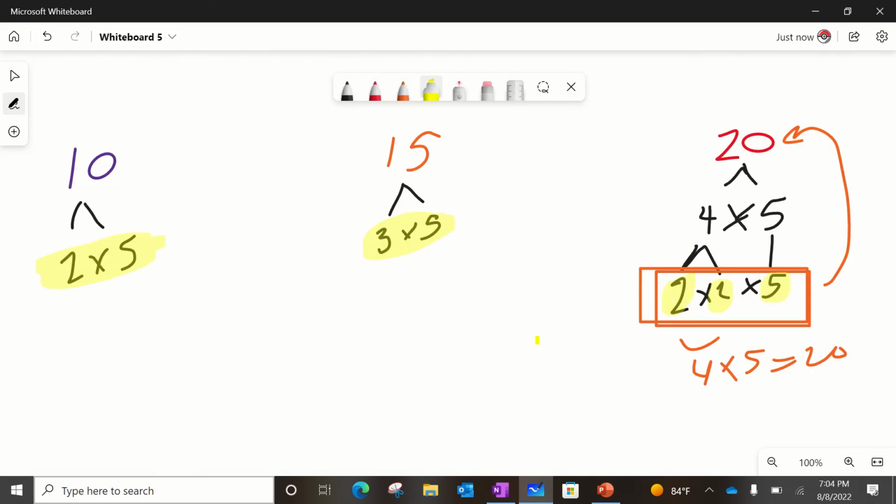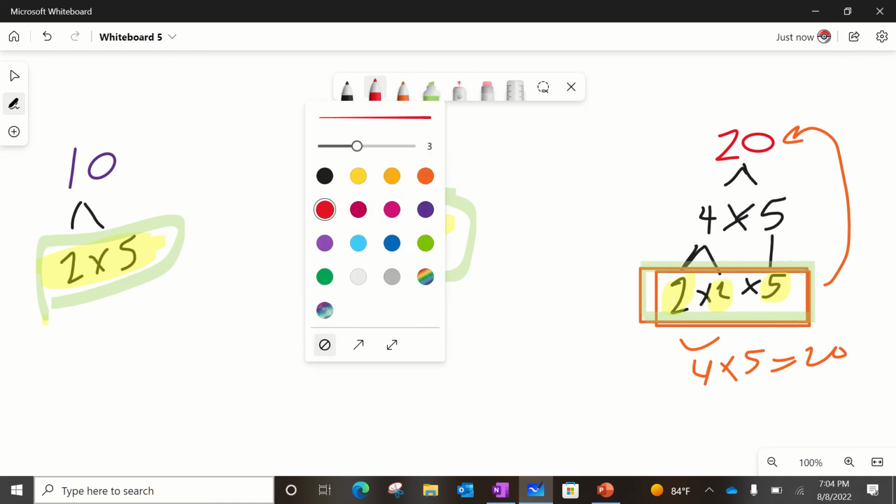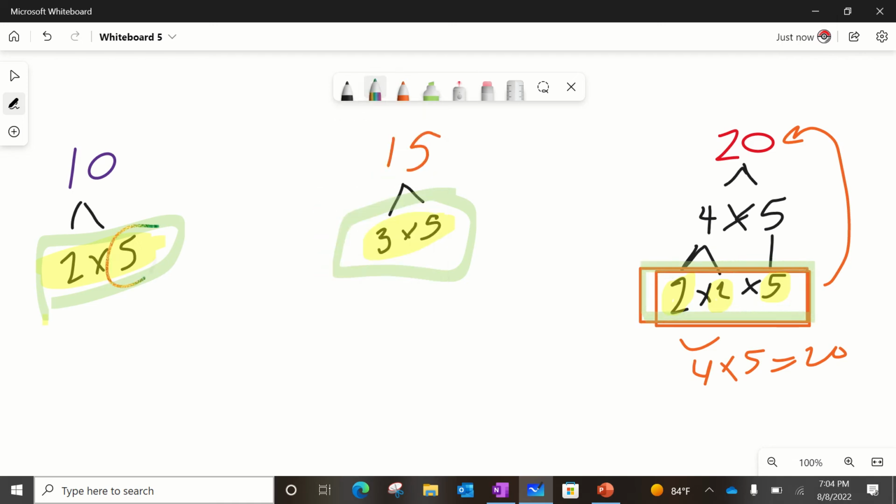Now, when we look at the numbers that are left over, we look at the highlighted portions. I'll highlight it in a different color. The 2 and the 5 here, the 3 and the 5 here, and the 2, 2, and the 5 here. The number they all have in common is 5. 5 being the greatest common factor between 10, 15, and 20.